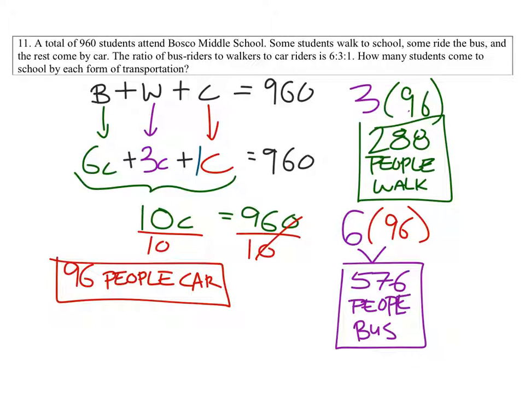Now just to check this, we'll just add all these together. 96 plus 288 plus 576. This should add to 960. Bam. It does.